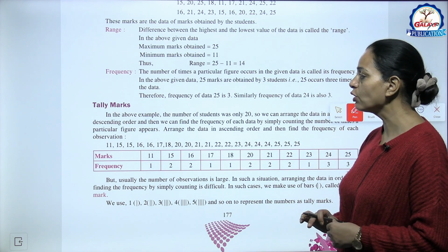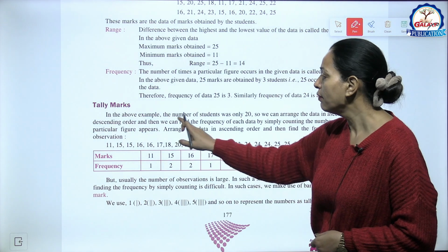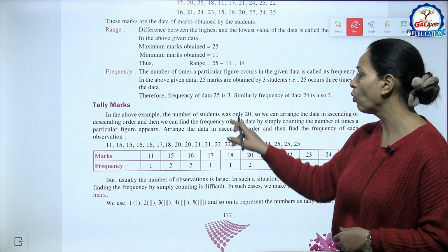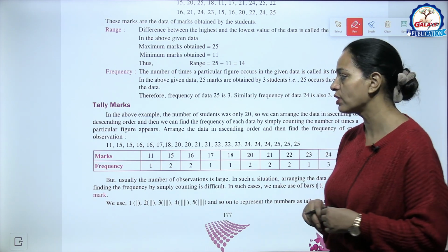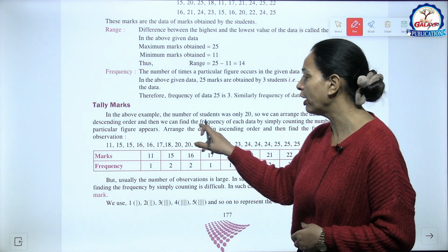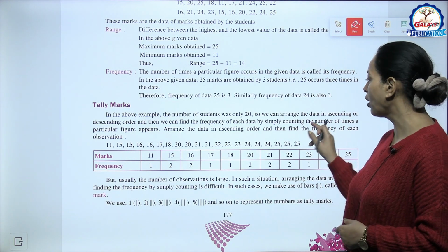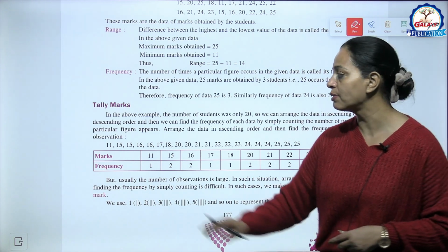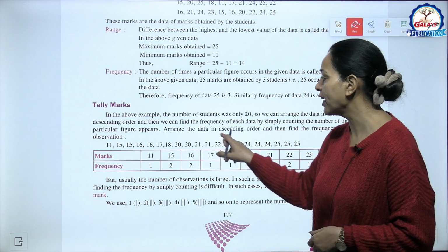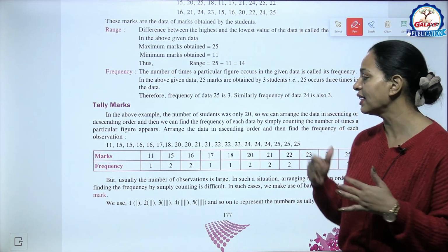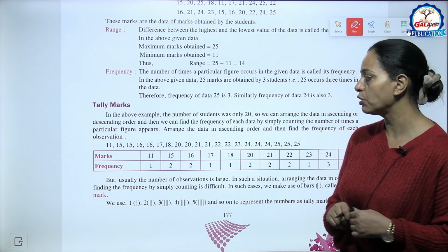Okay. Now the next we are talking about tally marks. In the above example, the number of students was only 20. So we can arrange the data in ascending or descending order, and then we can find the frequency of each data by simply counting the number of times a particular figure appears. Okay, arrange the data in ascending order means increasing order, and then find the frequency of each observation.